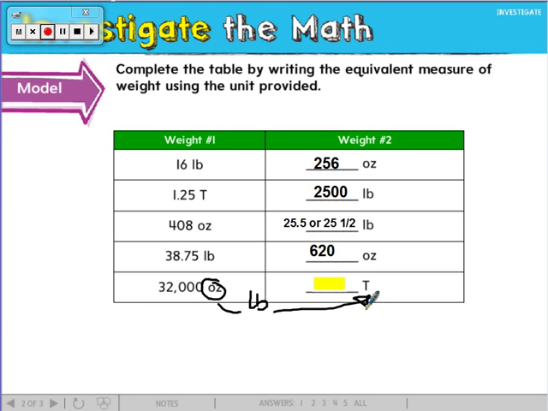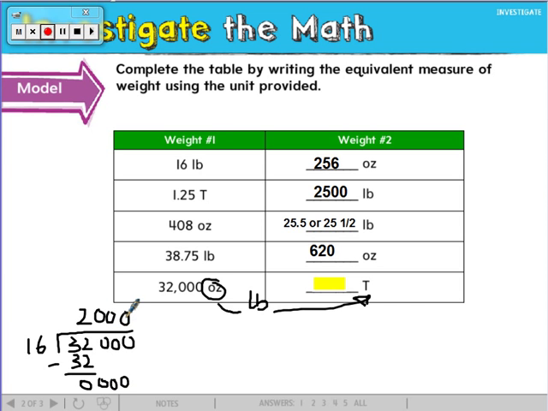What am I going to divide 32,000 by? 2,000. We're not going to tons, we're going to pounds. 16. What am I going to divide this by? 16. Now 16 goes into 32 2 times. That's 32. 0. Now, whenever you divide a number that's got all zeros behind it like this, and now we have a remainder 0, every time I bring a 0 down, I have to put a 0 up.